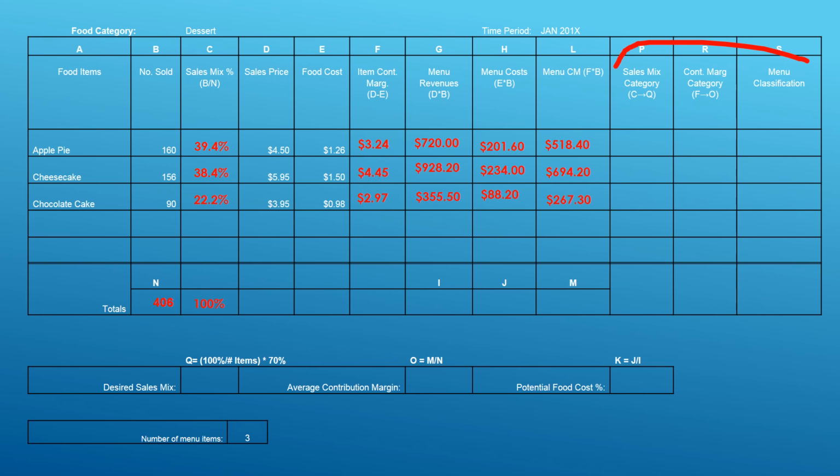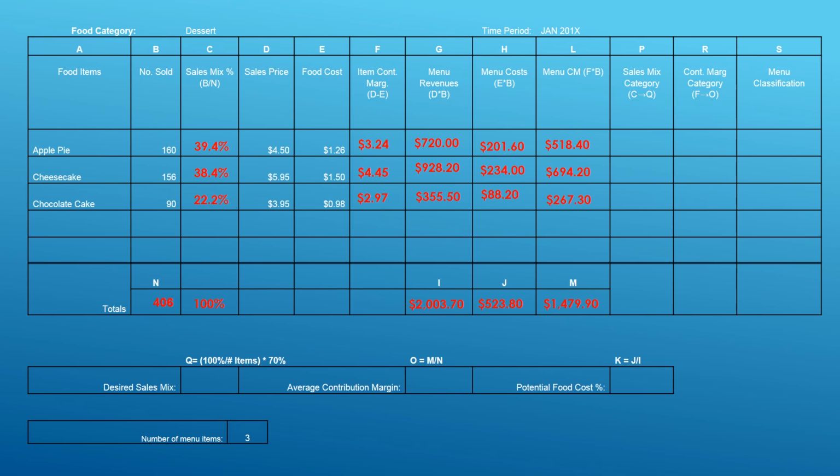Now, before we go and figure out these categories and be able to classify these 3 menu items, we're going to want to do the totals down here. And then we're going to figure out some of our ratios, what we're going to compare it to below. So let's do that now. The category totals would be $2,370 for menu revenue, $523.80 for menu costs, and our contribution margin total, $1,479.90.